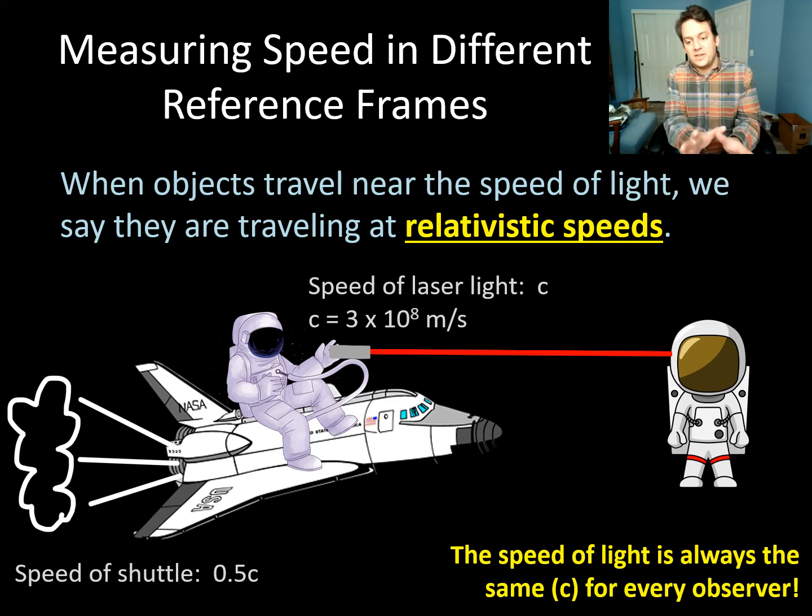And I further said that these are going to have some weird implications. They're going to end up completely revolutionizing the way that we look at space and time. But the weird aspects of space and time that are implied by this only become relevant or noticeable when objects are traveling relativistically, near the speed of light.